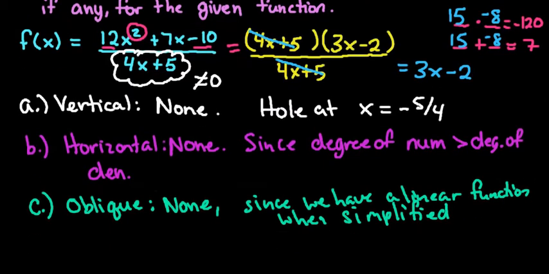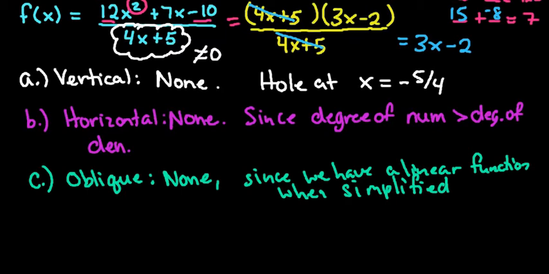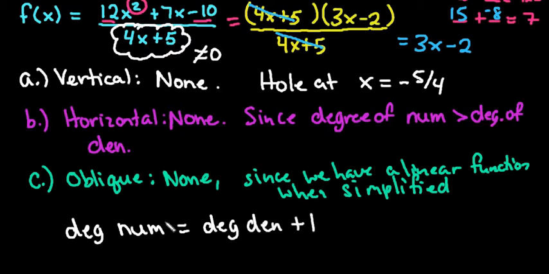because the rule for oblique, in order to have an oblique, the degree of the numerator has to equal the degree of the denominator plus 1. So it has to be 1 more than the degree of the denominator, which is the case here. So had this not been able to be simplified, if the 4x plus 5 was not in common with the numerator and the denominator, then whatever I got when I used long division would give me the oblique asymptote.